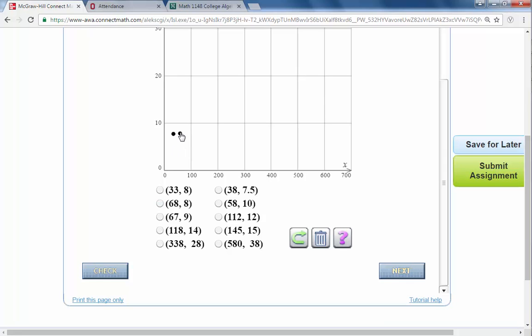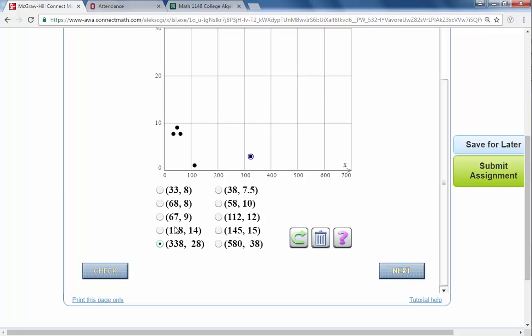By the way, which one is this one? Seems like this one is wrong. 68 is more like this, and 8 as well. No, it's correct. Just need to lower it a little bit. So you're just gonna sketch all these like that. 118, 14 is 118, a little past 100. 14 is really down here. 338, 28 is that.